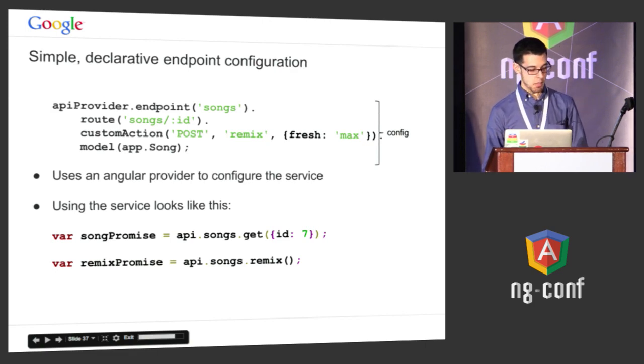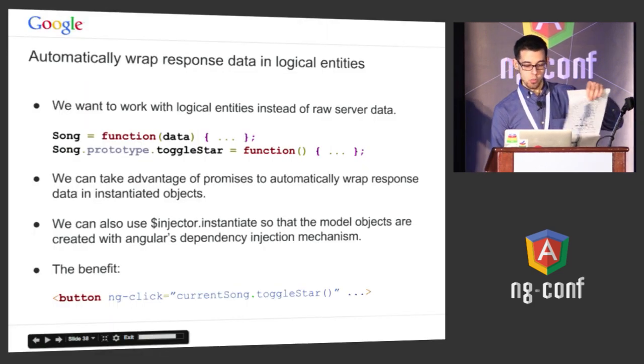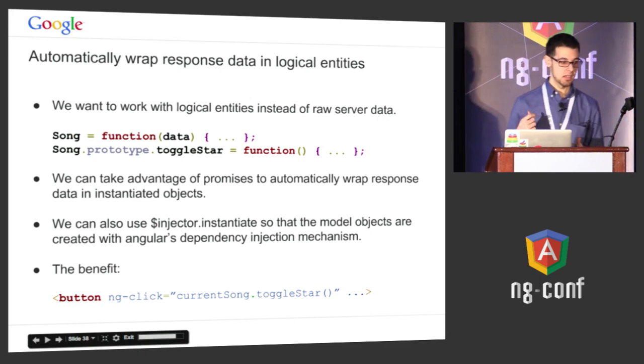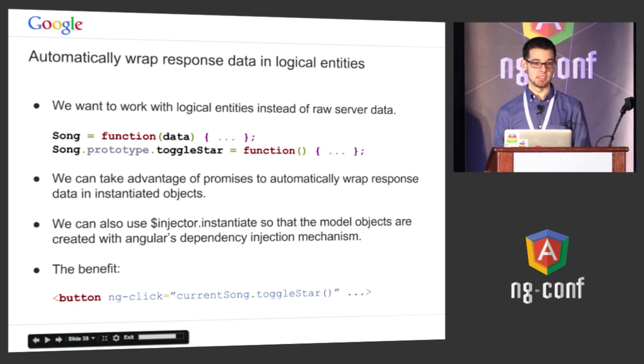Now, more about that model, though. So we wanted to add this configuration option because we wanted to automatically wrap the response data into more logical entities. So say your application is fetching songs. It's a lot more convenient to work with what you're getting back when you're getting some instance of a song object instead of raw data. And this instance is decorated with functions that have the business logic for those entities inside them already.